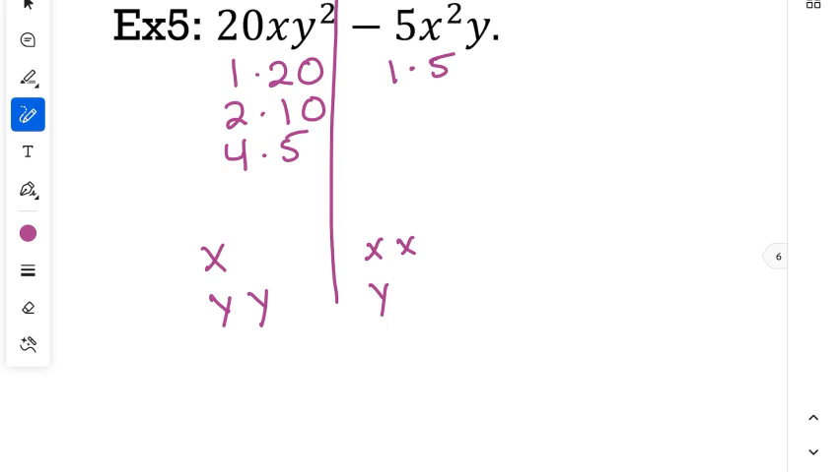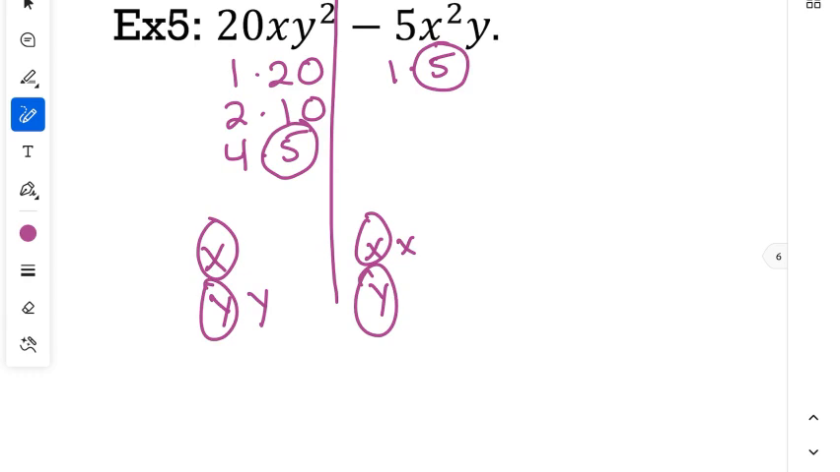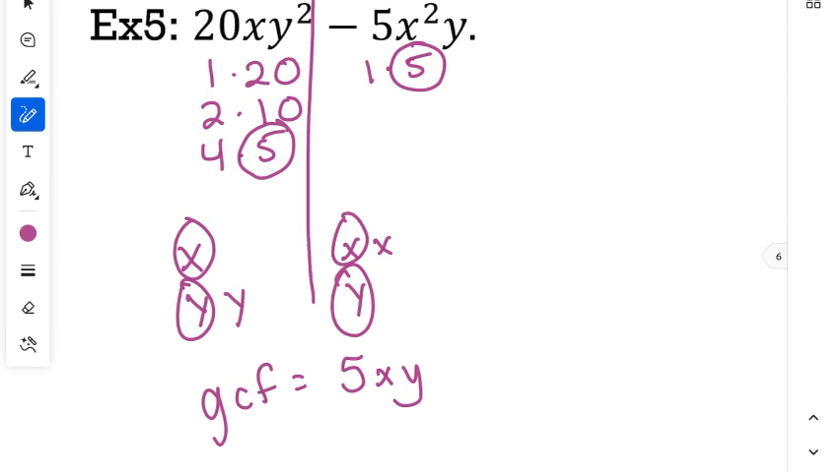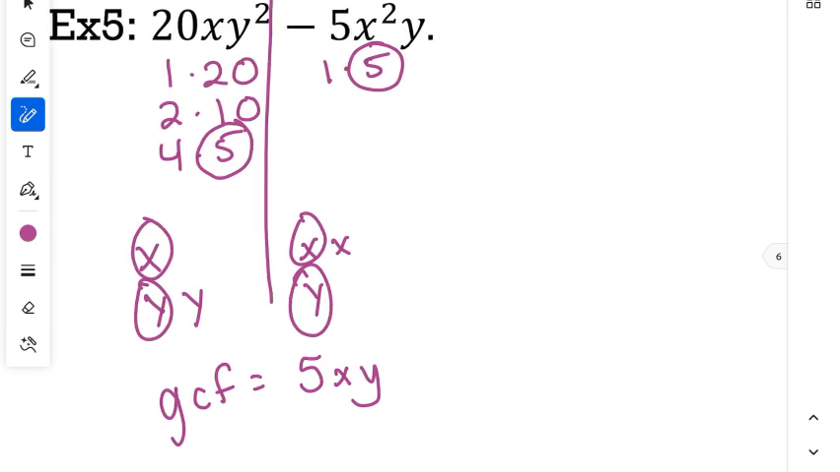And then we have 2 x's and 1 y. So then our GCF is 5, an x, and a y. You have to make sure you can circle. If I had 2 x's, I would circle 2 x's on both, but I don't. I only have the lowest is x. The highest is 2 of them, but it has to be circled on both. So then my GCF is 5xy.